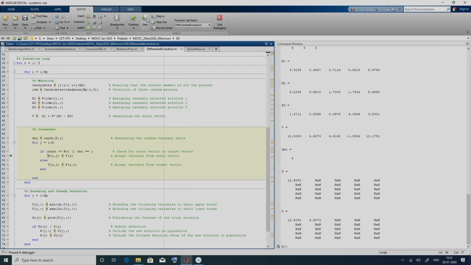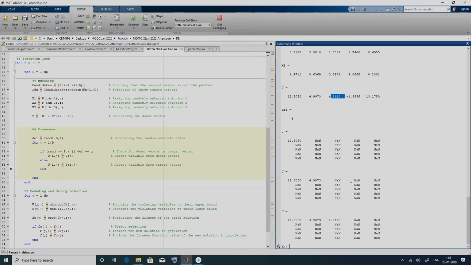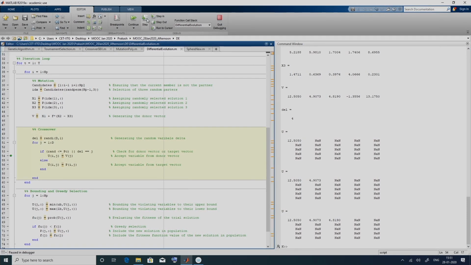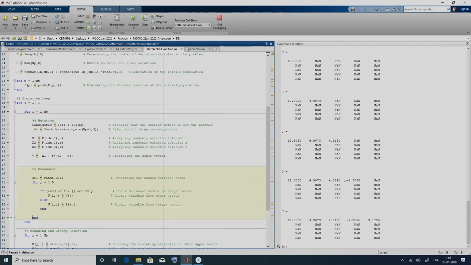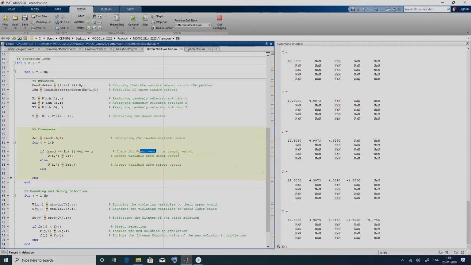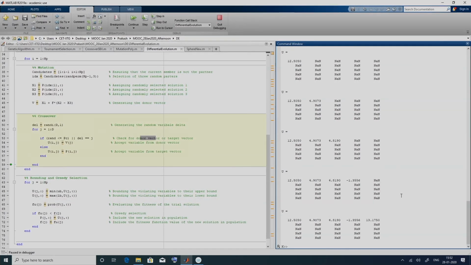For the third variable, the condition is again satisfied, so 4.8190, which is from the donor vector, is copied over here. Similarly, for the fourth and the fifth variables, again the condition is satisfied. In this case all 5 values came from the donor vector. Our donor vector was 12.505, 4.9037, 4.819, minus 1.3556 and 13.1750, and that has been copied over here. So, in this case no value from the target vector has come, but that need not always be true.